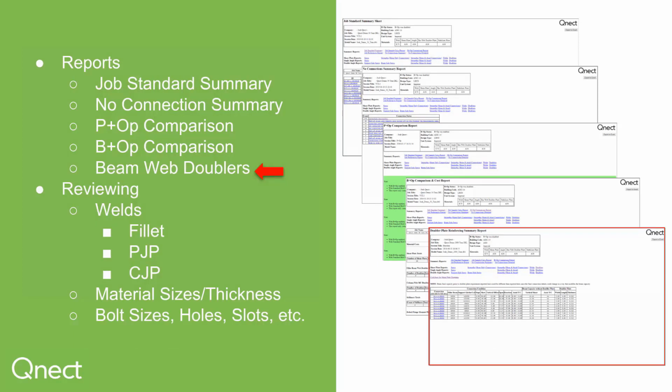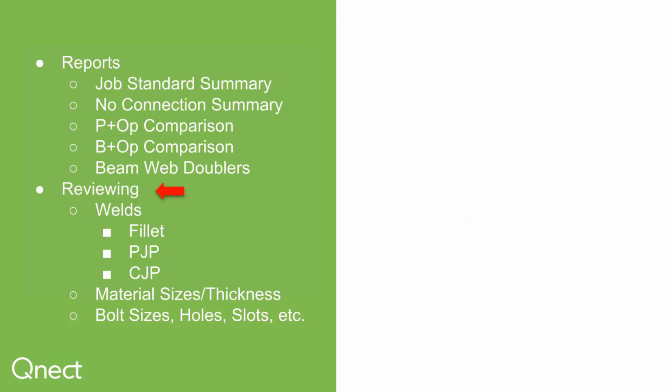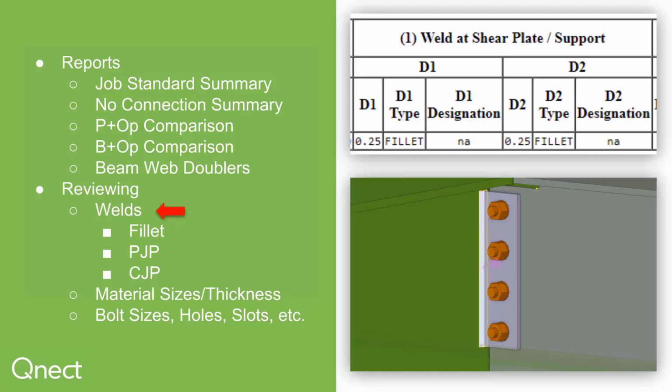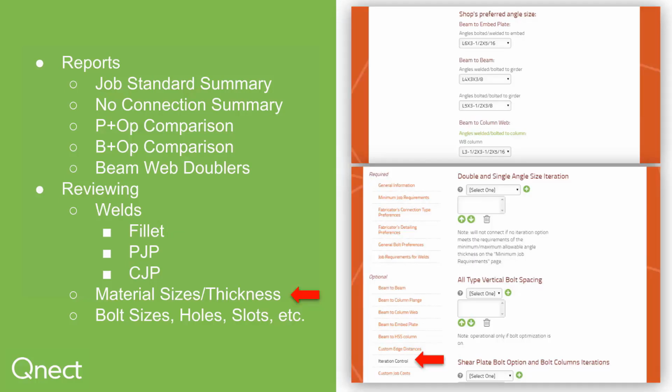Okay, so that's the reports and the information you're looking for there. Then really just to capture everything that we were trying to review in some of those reports, welds, whether you're looking at it in a report or you're looking at it in a model for review. Also material sizes, thickness, that type of thing.